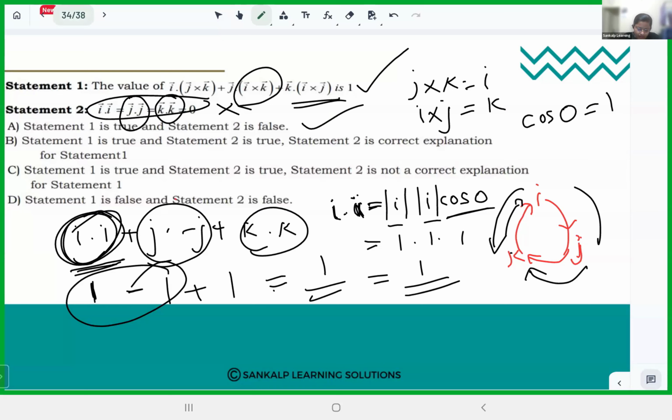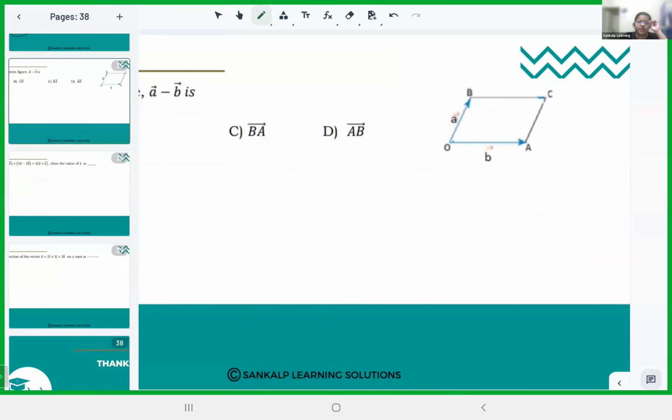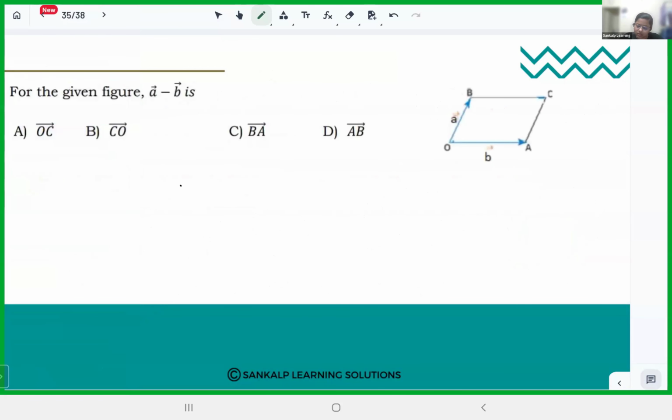Alright, moving on to our next question. For the given figure, vector A minus vector B is. So, you know triangle law of vector addition. According to the triangle law of vector addition, if this is vector A and this is vector B and the direction is like this, then this will be vector C and the direction will be like this, from the starting point to here. This is the triangle of vector addition and vector C will be equal to vector A plus vector B.